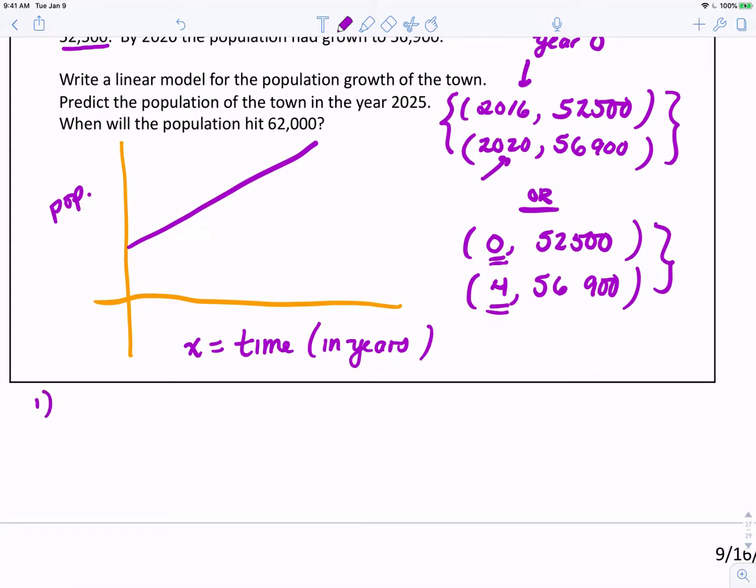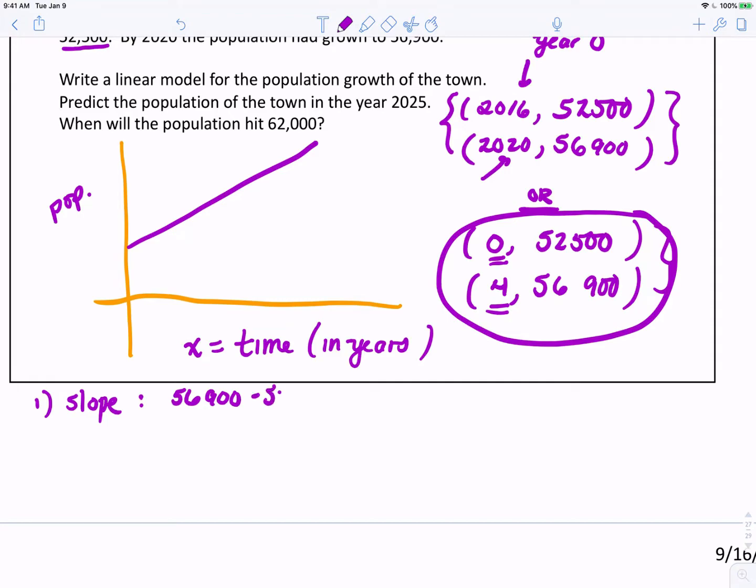So the first thing we're going to do is we're going to find the slope. I'm going to choose to do it with the second pair of points because it'll make the computations easier. The slope is the change in y, 56,900 minus 52,500, divided by the change in x, 4 minus 0. So let's take a look at what that would equal. 56,900 minus 52,500, divided by 4. That comes out to be 1,100. So in other words, the population of the town was growing by 1,100 people per year.